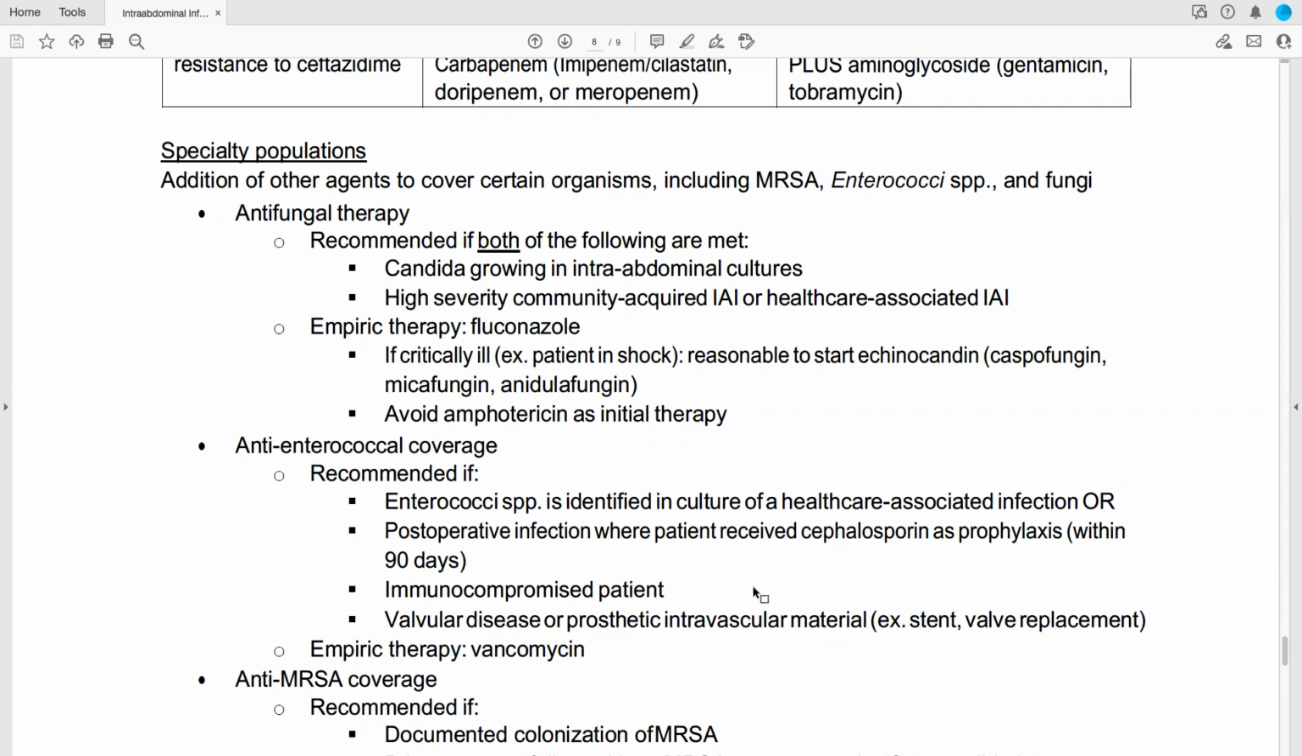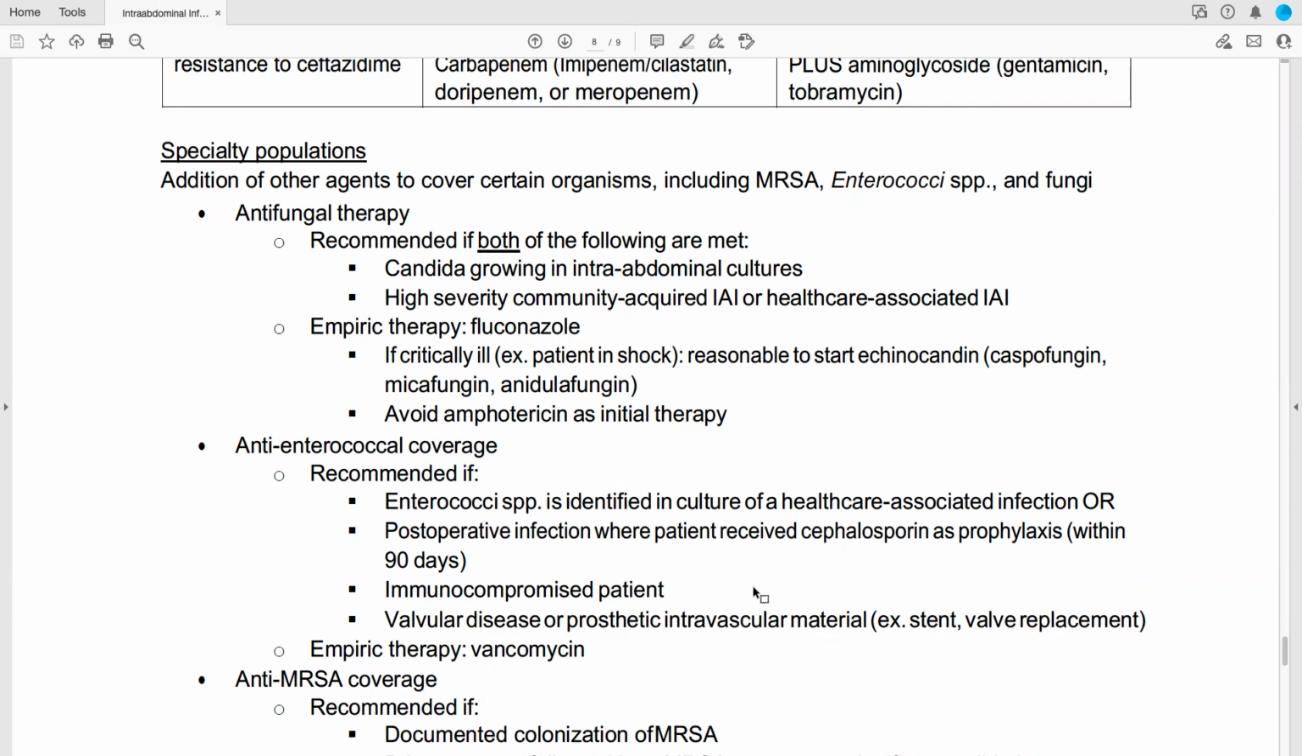So also we know that enterococcus is in that GI area. In the event that the patient has received a cephalosporin as prophylaxis before they've gone into surgery or after they've come out of surgery, in the event that you have a patient that is immunocompromised, in the event that a patient presents with valvular disease or a valve replacement, a lot of the time enterococcus can be found in those types of infections. Then you can go ahead and put vancomycin on as enterococcal coverage if you have a patient that's not performing well.